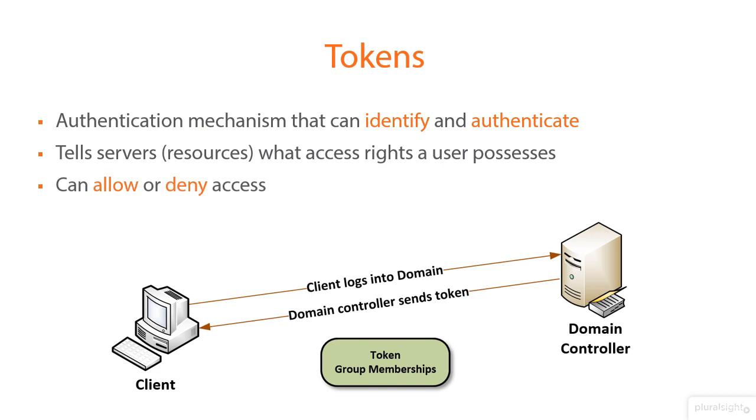So tokens can either allow or deny access. So when that client presents that token to a resource and that checks against the group memberships, if a specific group is denied access, well then guess what? The client is denied access. Even if that client has permissions in 5 other groups that give them full control, if they have membership in one group that is denied access or they're explicitly themselves denied access on that resource, that trumps everything else. So a deny will always overrule any number of allows. Okay, just keep that part in mind.